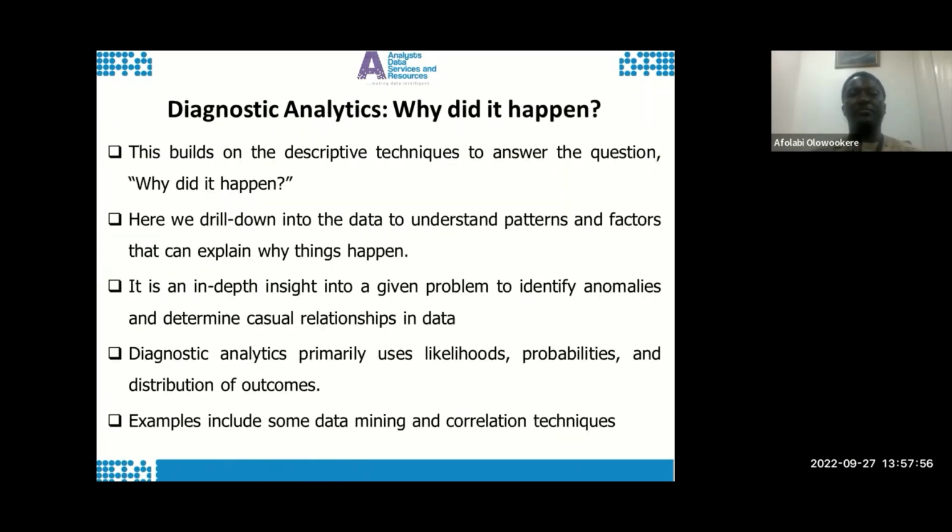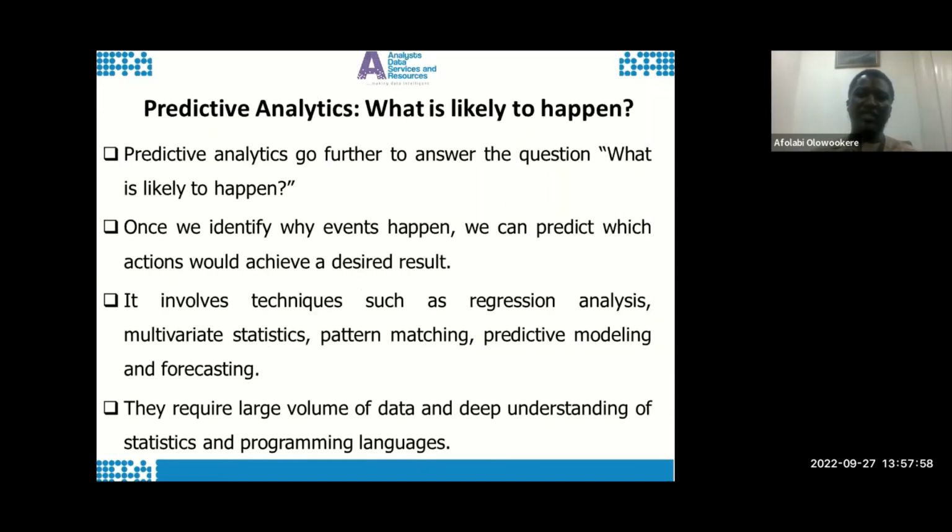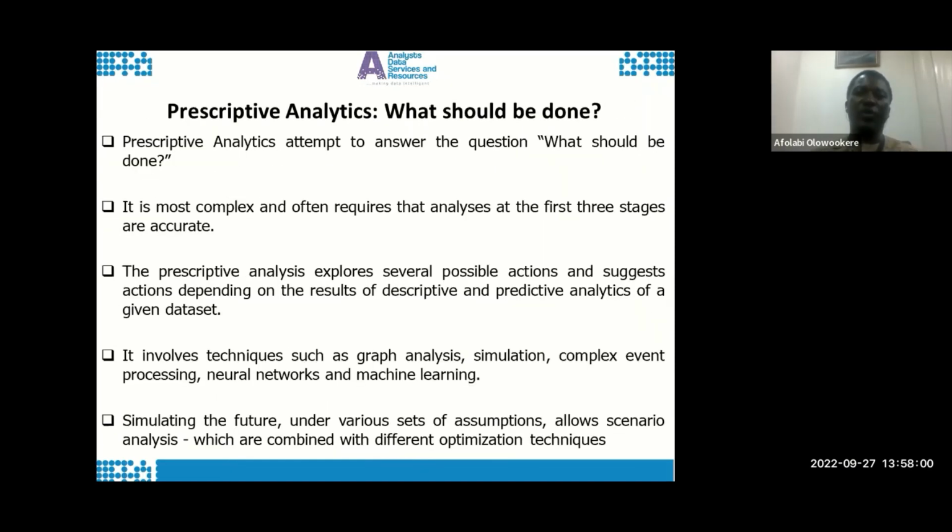What happened? Why did it happen? What is likely to happen? Now that we know what is likely to happen, what should be done? It is most complex and often requires that analysis at the first three stages are accurate. So if you don't do good analysis at the first three stages, you may not be able to do a good justice to this. We can use graph analysis, simulation, complex event processing, neural networks, machine learning, and things like that. Artificial intelligence, we can do scenario analysis, then we can do a lot of optimization techniques.